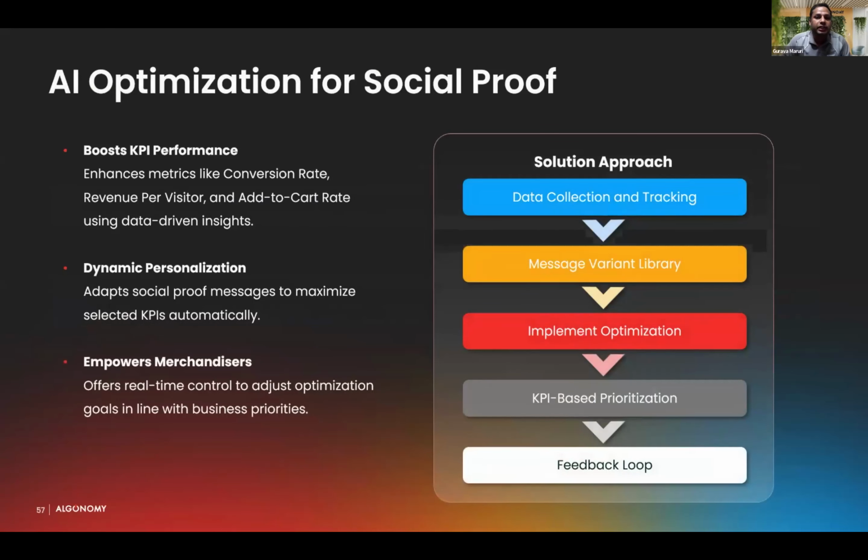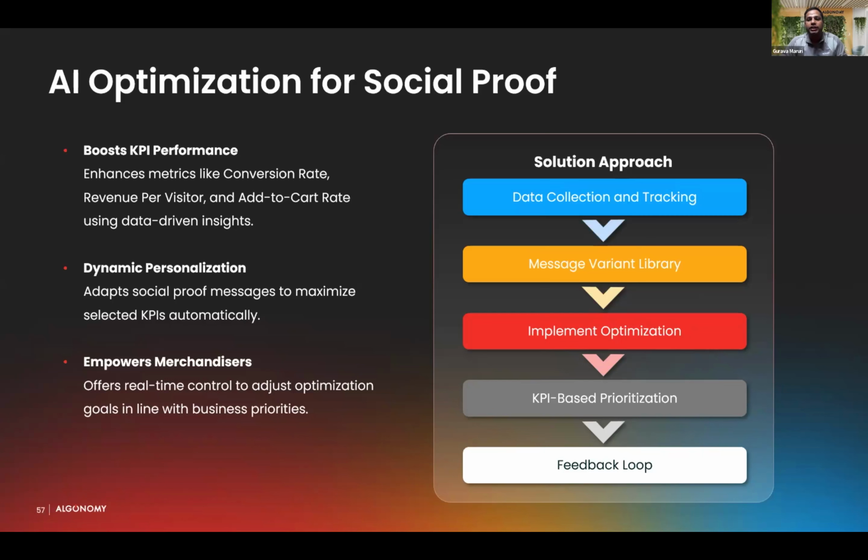So social proof optimization helps to optimize the messages you're showing based on the KPI that you want. Let's say you want to use conversion rate as the optimization metric. Then the optimization checks which messages are adding the most value for the conversion rate, and it will pick that message and play that message. So you do not have to do a lot of testing to see what is adding value for a given metric. The system does it for you through AI optimization.